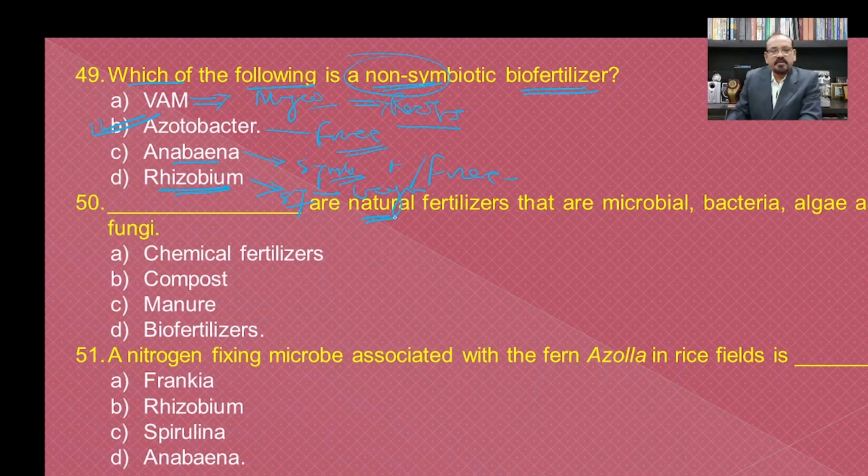Then biofertilizers are natural fertilizers that are microbial: bacteria, algae and fungi. So all these categories that we have seen, they are the biofertilizers. Then a nitrogen fixing microbe associated with the fern Azolla in rice field is, earlier we have seen that there is a presence of Anabaena, that is a Cyanobacteria or the member of Cyanobacteria in the leaves of the Azolla, which is responsible to fix the atmospheric nitrogen, and hence D will be the correct answer for this question.